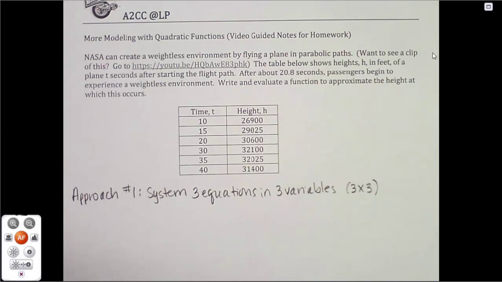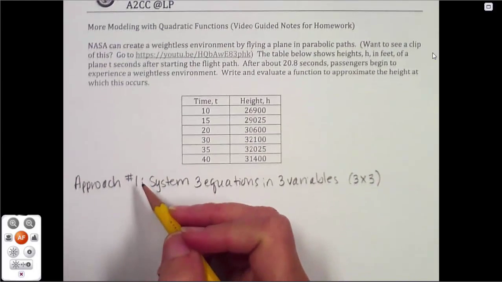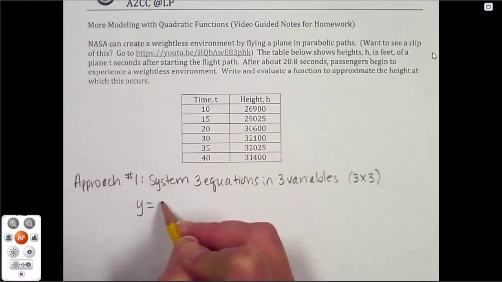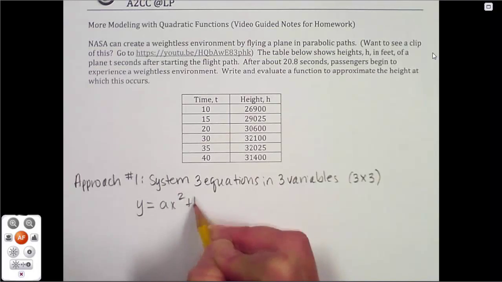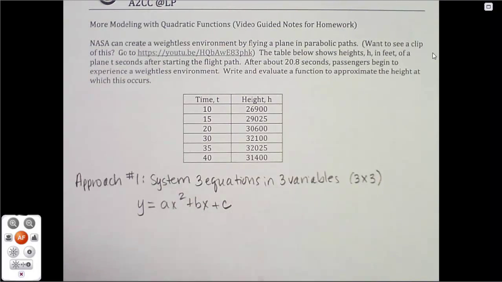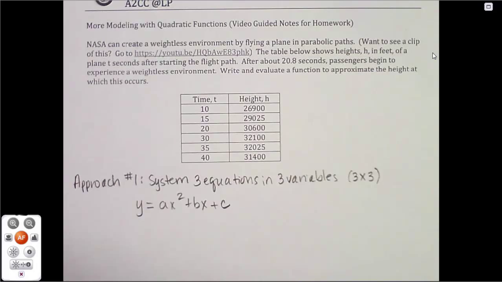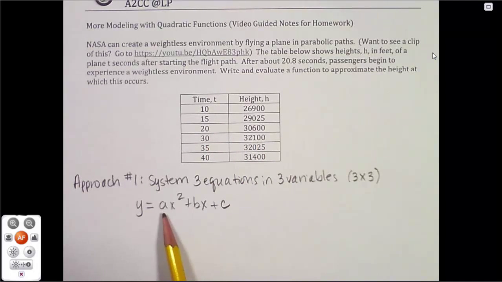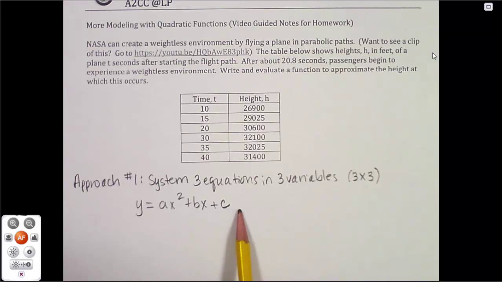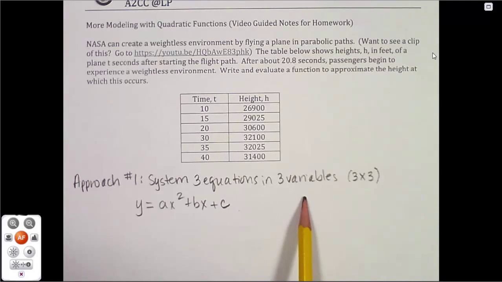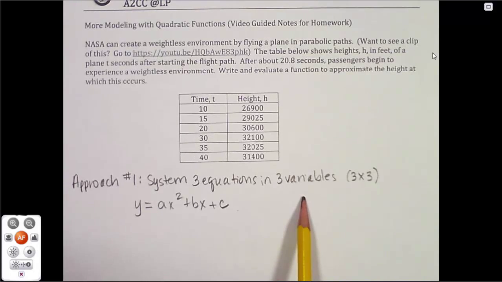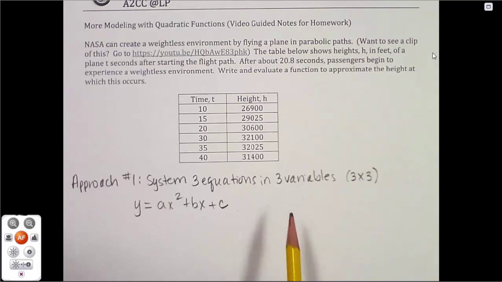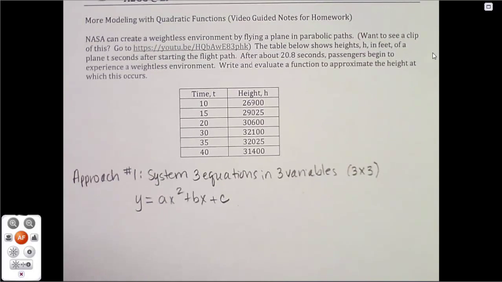Because we're talking about a parabolic path, we're talking about a quadratic. So we have a function in the form y equals ax squared plus bx plus c. Now, we have a bunch of x's and y's here in our table, and we need to find our coefficients a, b, and c. That is why we need a system of three equations and three variables. We need to find the values of a, b, and c to plug them back into our formula.